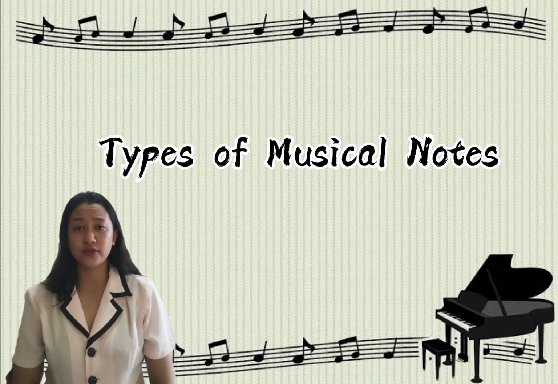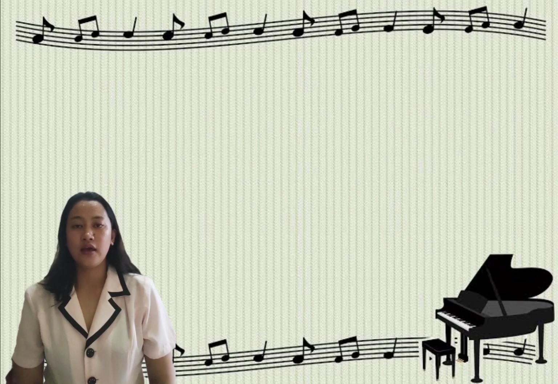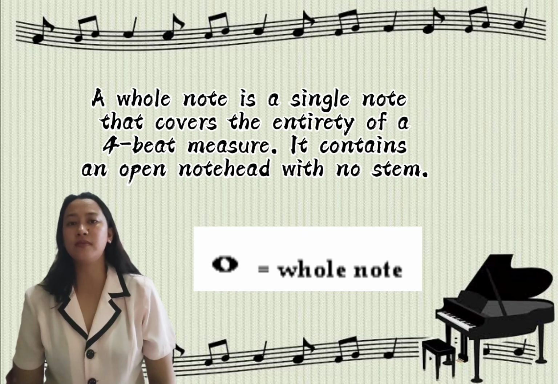Types of musical notes. Musical notes vary in duration, and when they are written on sheet music, notes of different lengths are depicted in different ways. Most Western sheet music gets divided into measures, and the most common of these is a measure containing 4 beats. The first is a whole note. It's a single note that covers the entire 4-beat measure. It contains an open note head with no stem.